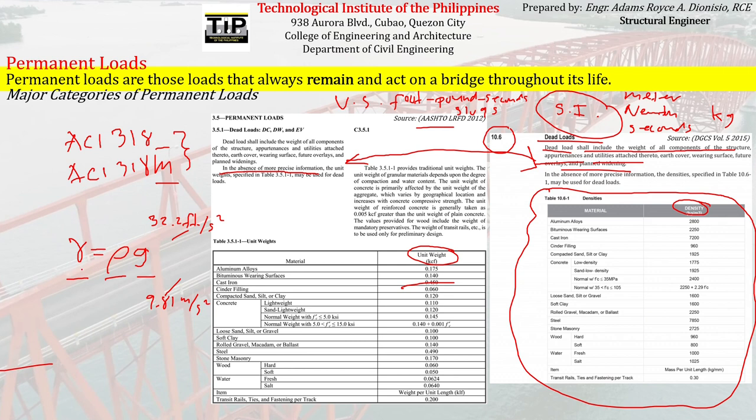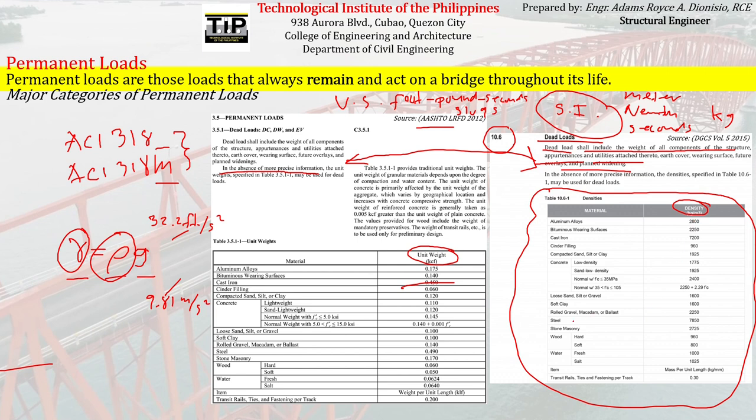Okay? So, meaning, if you already know one quantity, you can already get the other quantity. That's why we usually use unit weight and density interchangeably. Diba? Kasi we already know the relationship between them. So dito sa DGCS, ang naka-specify sa kanya the values dito ay yung kilogram per cubic meter.